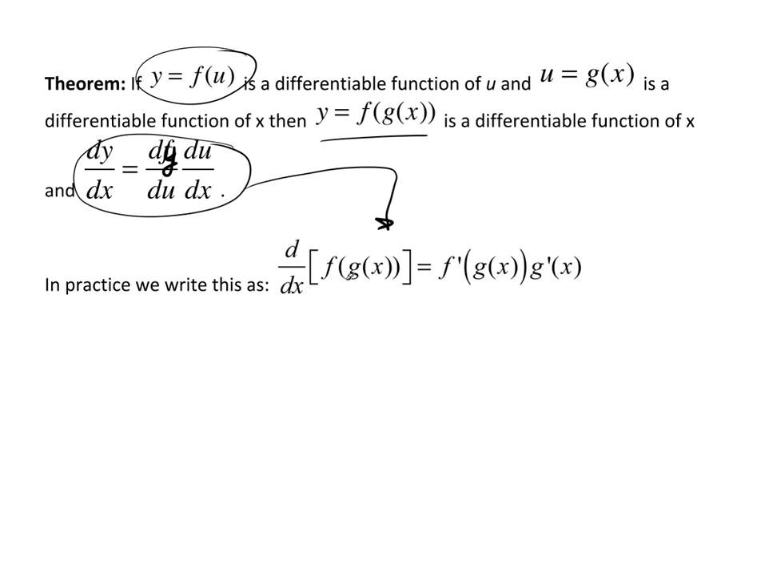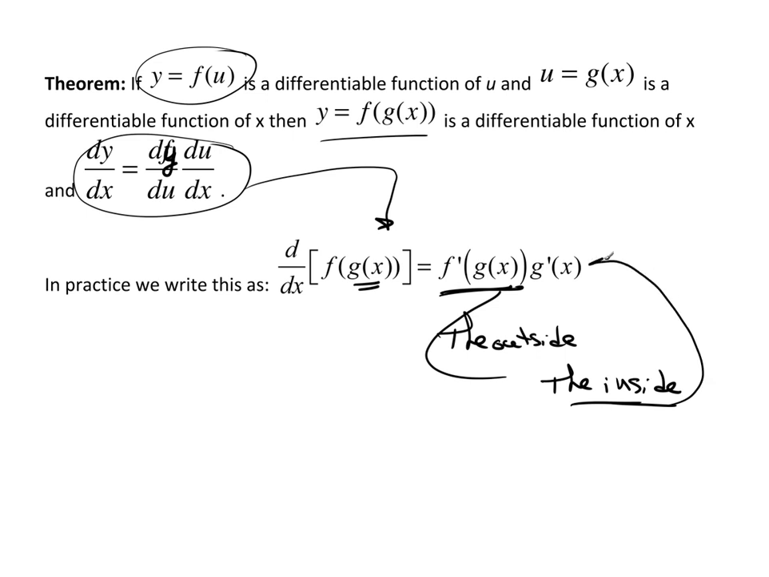The derivative of f, which is a function of g of x, so I have a composite function, equals f prime of g of x. I think of this as a derivative of the outside. That's what this is right here, times g prime of x, which is the derivative of the inside, because g of x was inside this function. So it's a derivative of the outside times the derivative of the inside. That's a very common way to think about it.